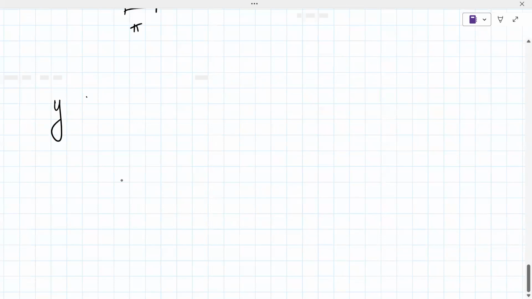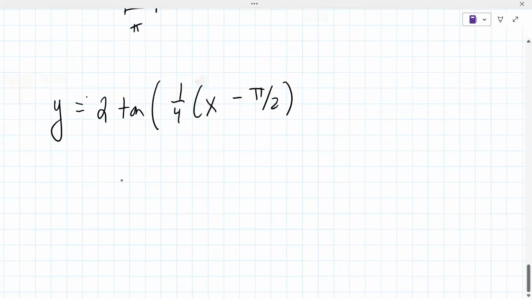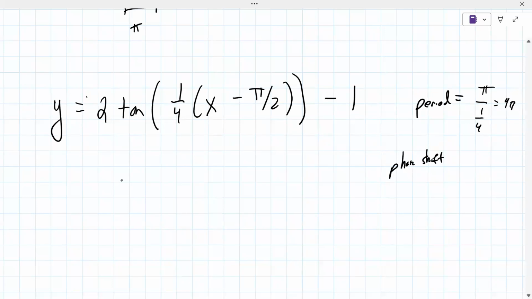Y equals 2 tangent of 1/4 x minus pi over 2, minus 1. All right, what is the period? Pi over 1/4, which is 4 pi. Great. Phase shift.